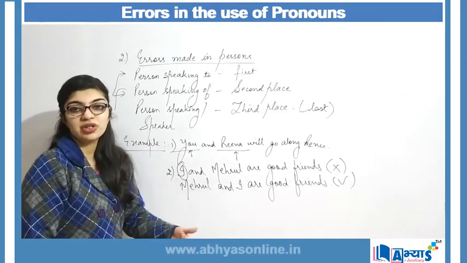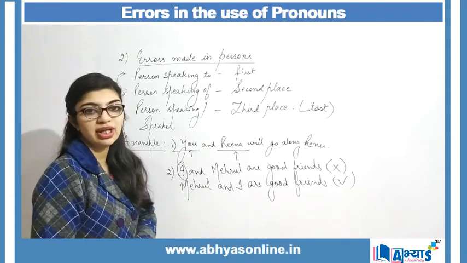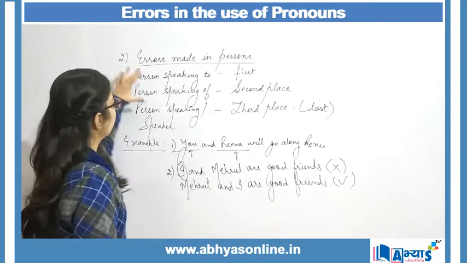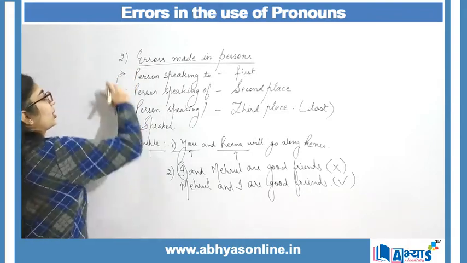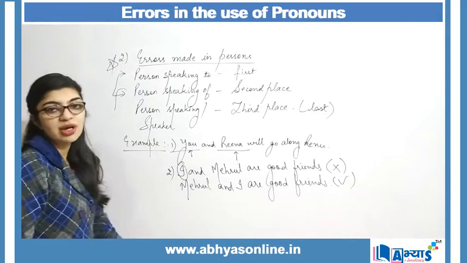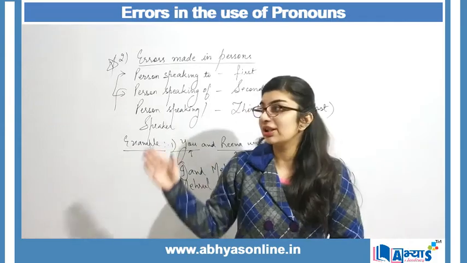You and I live together. "I and you live together" is wrong. "You and I live together" is right. So this order is very important to understand. This is a very important concept of pronouns, and generally lots of mistakes are made in this portion.